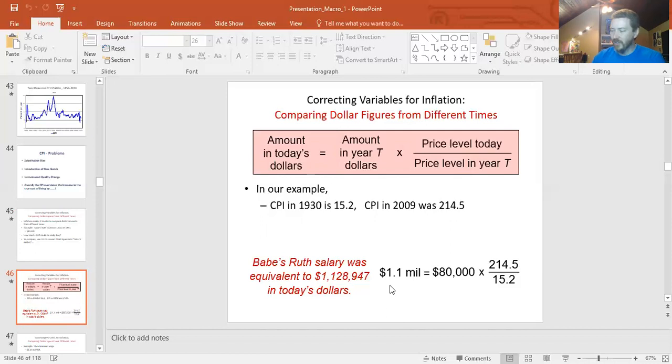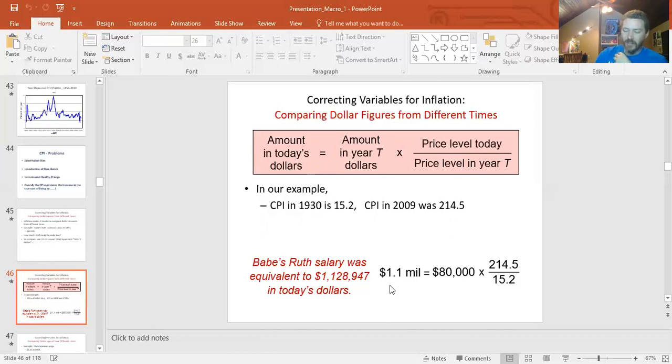But you can't just look at a dollar figure from the past and expect to have meaning from it, because the price level has changed so much. You have to make that conversion. You have to adjust the figure for inflation. That's an important way to determine as well.